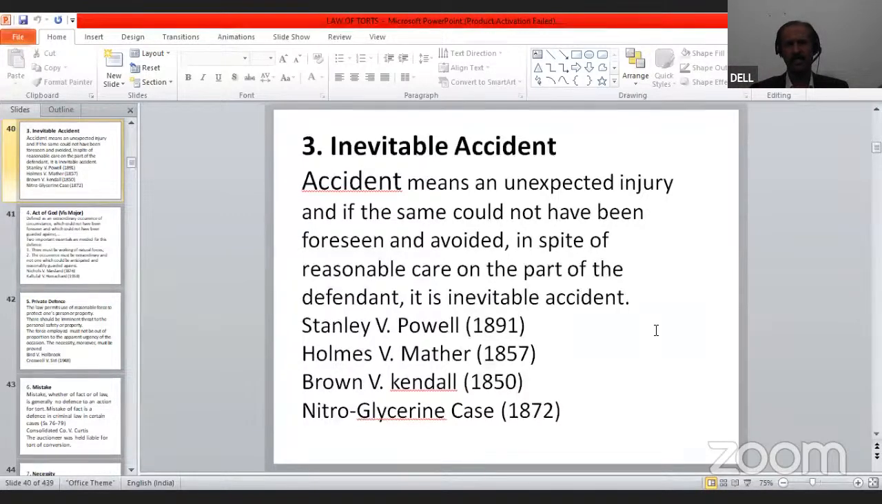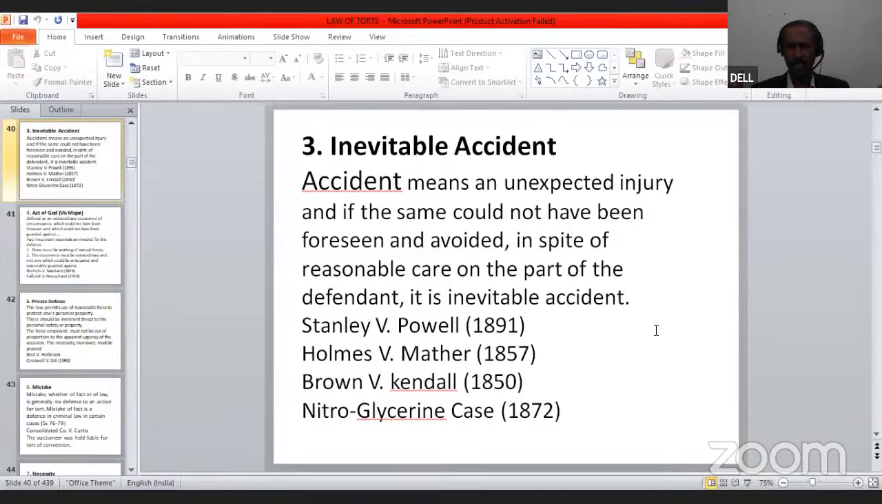The third is the general defense, inevitable accident, which means unexpected, as we are aware. Here there is one element: if the defendant has taken all reasonable care, and the circumstances go beyond his control, then it is called inevitable accident. Whatever damage or injury is caused, the defendant is not responsible, because he has taken all reasonable care.